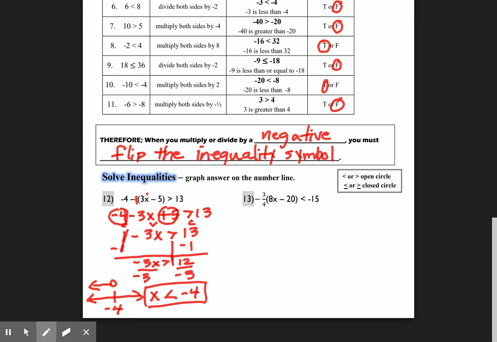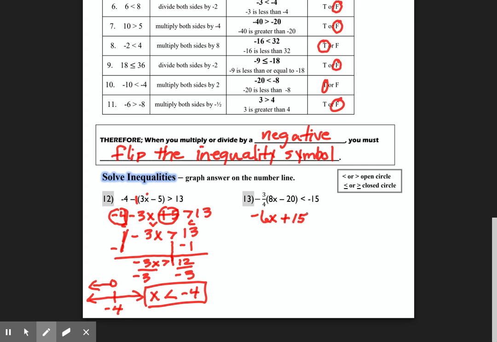All right, let's look at number 13. Now we have a fraction. So on this, you're going to have -3/4 times 8. So I'm going to go -3 times 8 is -24. Divided by 4 is -6x. And then -3 times -20 is a +60. Divided by 4 is 15. So this will be +15.